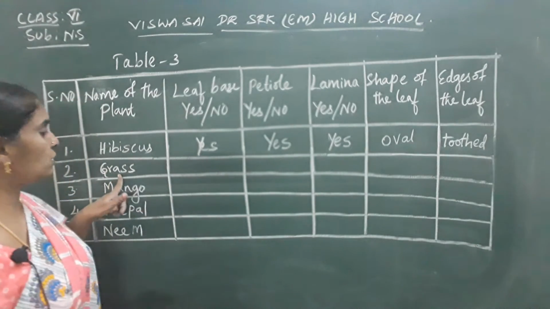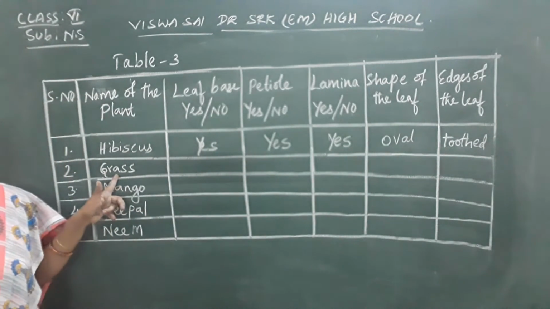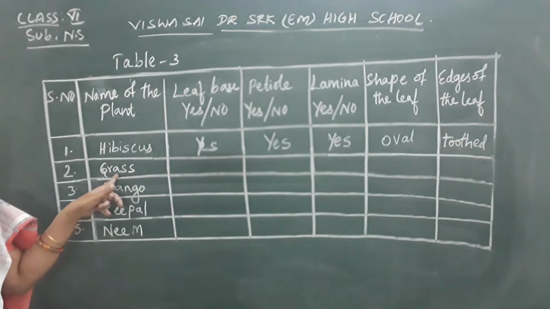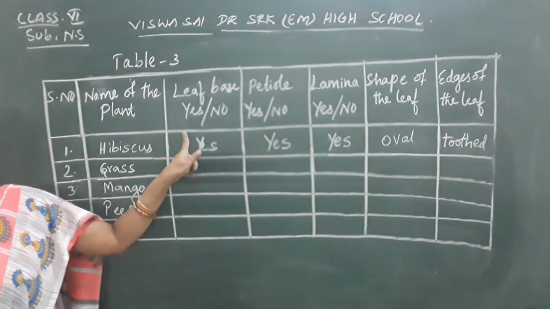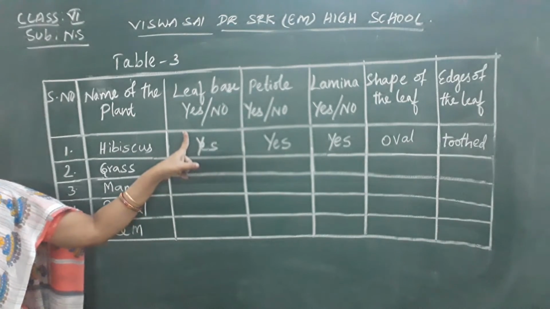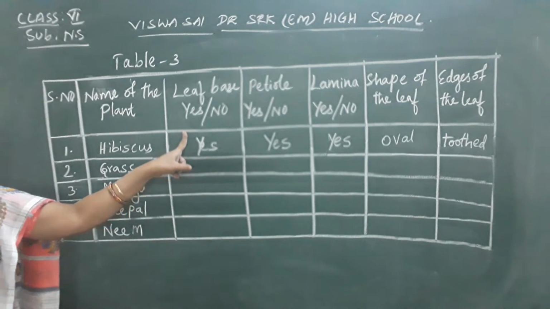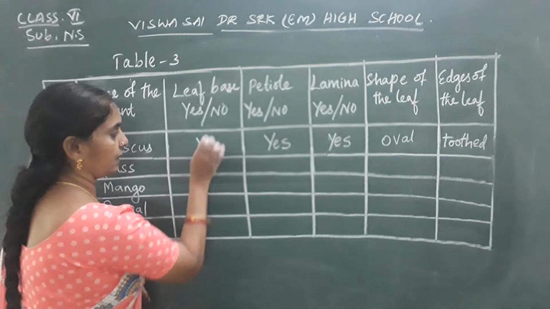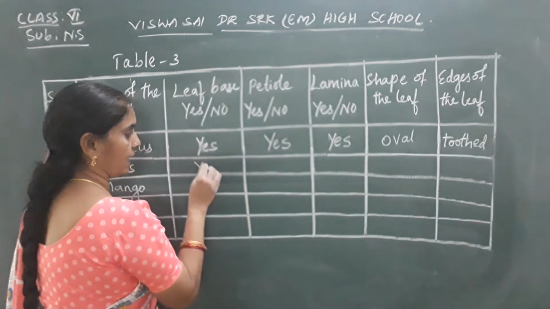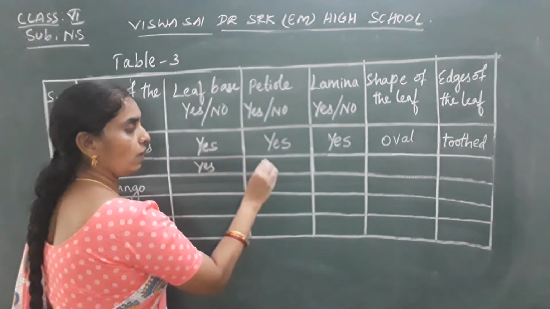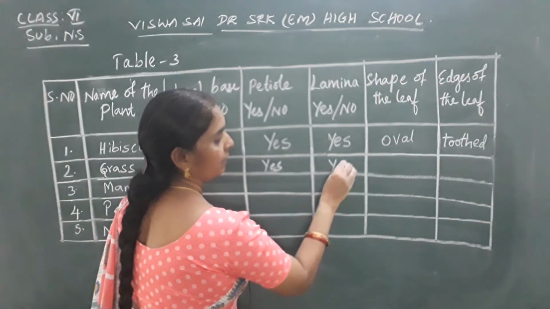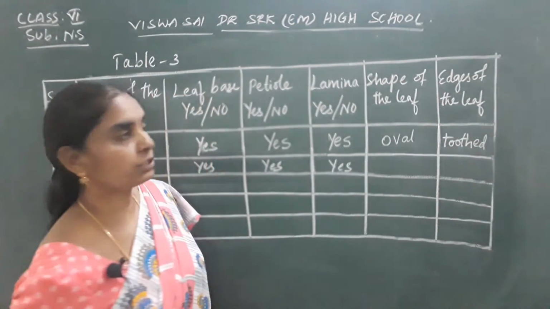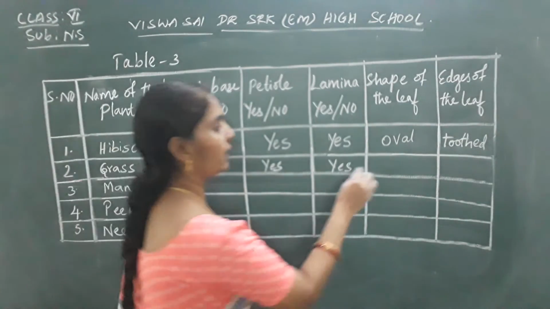Okay. Next, coming to the grass. Whether the grass leaf contains leaf base or not. Yes, it contains the leaf base. Petiole, yes, it contains. Lamina, it contains. Shape of the leaf is elongated.